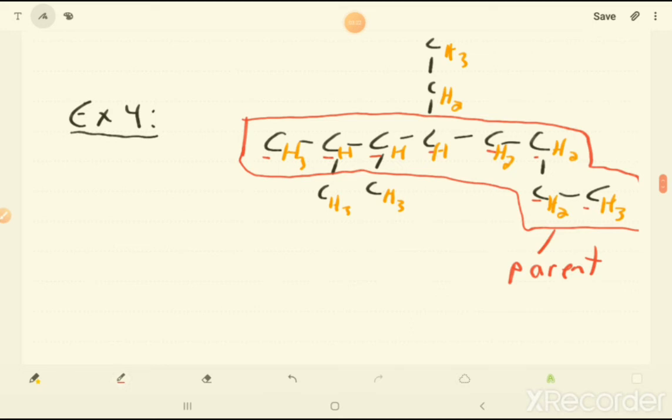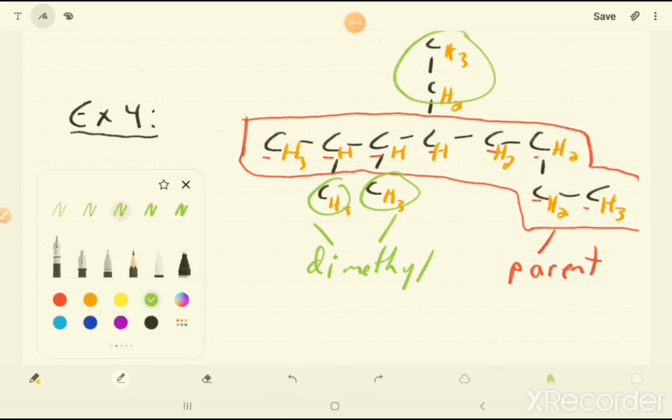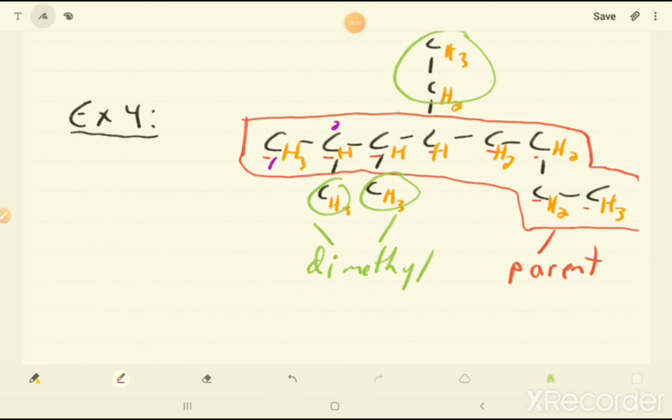And then we have, again, more than one branch that shows up. These 2 are the same, and they're both methyl. So we would call this dimethyl. Now we need to also state where they occur. We could count from this side, or we can count from this side. We're going to choose the side that is closest to the first branch, which in our case is this carbon over here. So when doing that, it's 1, 2, 3, 4, 5, 6, 7, and then 8.